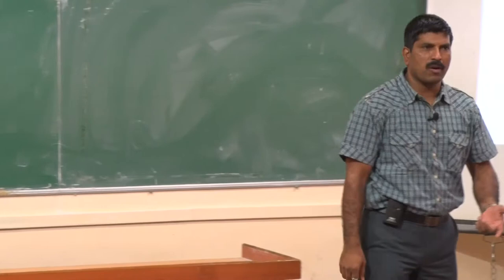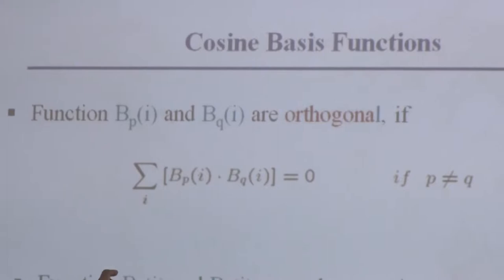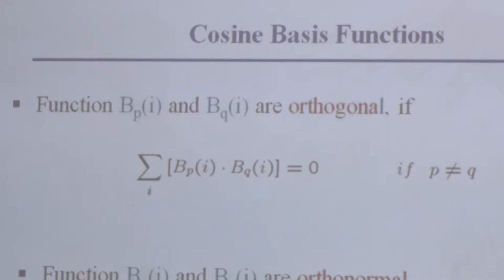Mathematically, how do you write this? Functions b_p(i) and b_q(i) are orthogonal if the summation of the product of b_p and b_q is equal to 0, if p is not equal to q.